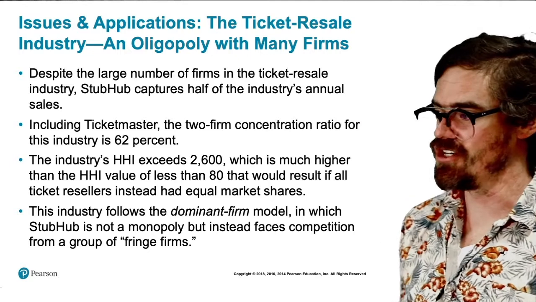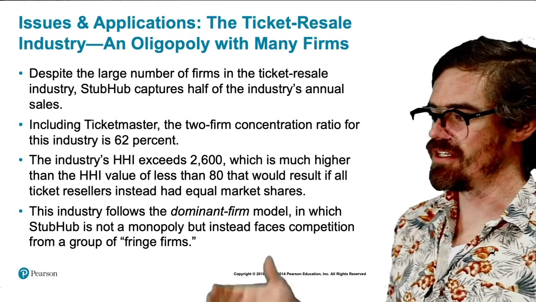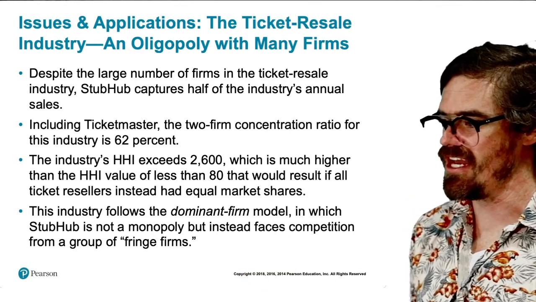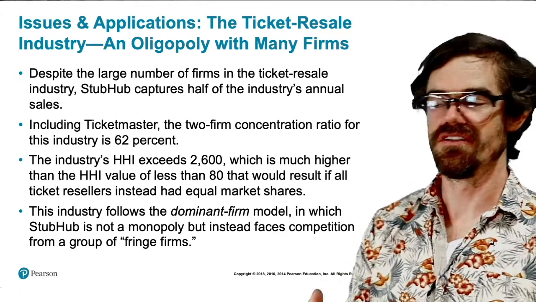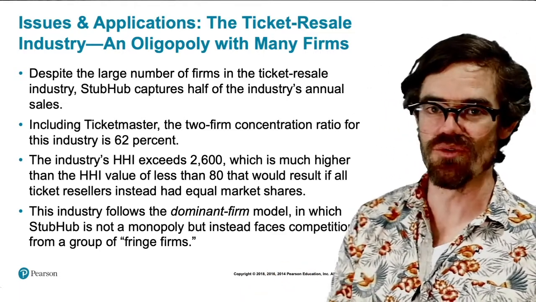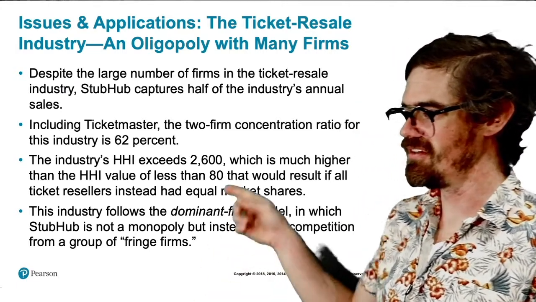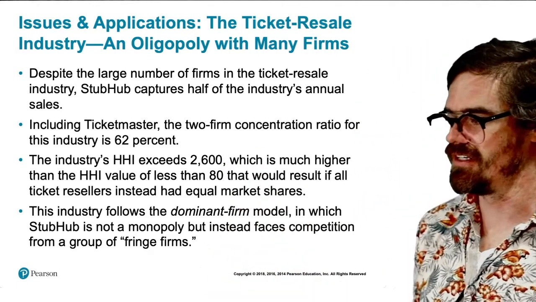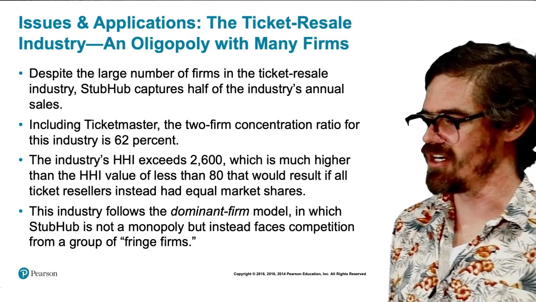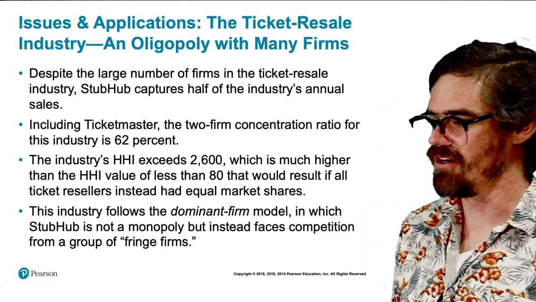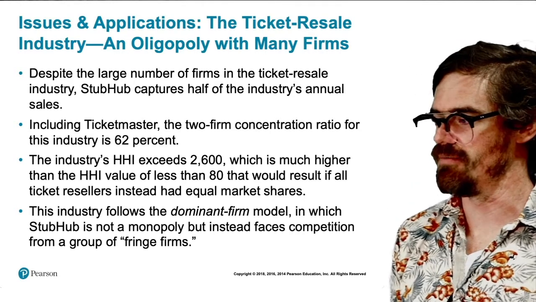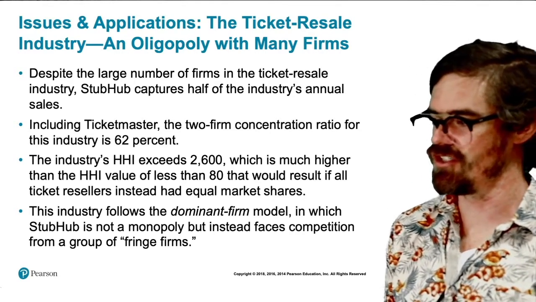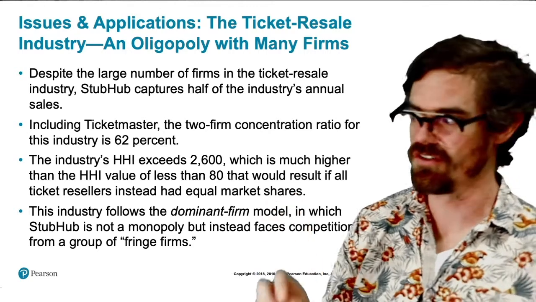Now, looking at the HHI, it exceeds 2,600, which is much higher than the HHI value of less than 80 that would result if all ticket resellers instead had equal market share. Okay, so obviously highly concentrated, especially if we look at the HHI. And so this industry follows the dominant firm model in which StubHub is not a monopoly, but instead faces competition from a group of sort of fringe firms.